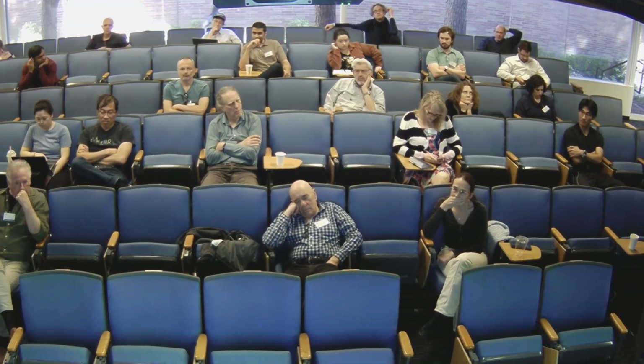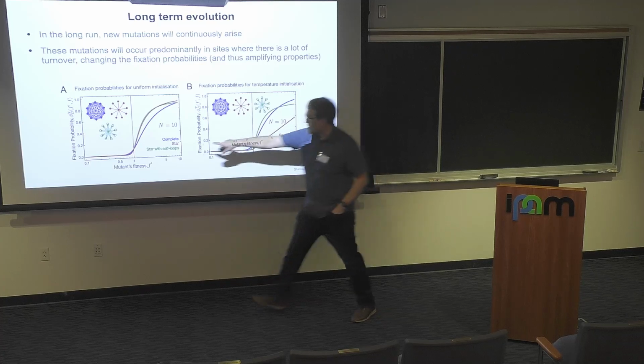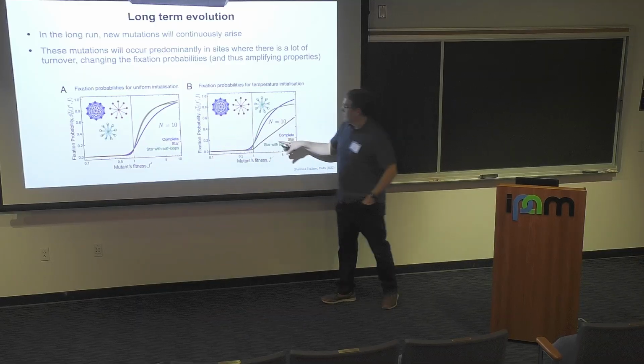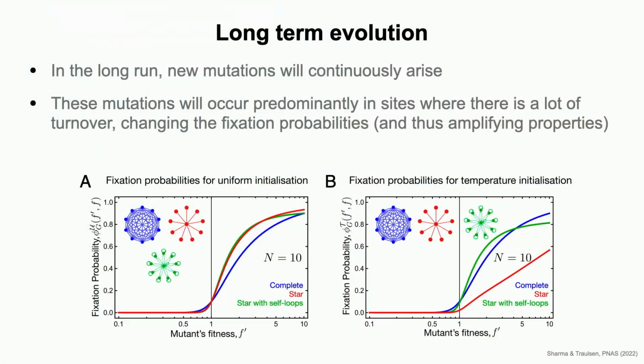About neutral mutants, what is the fixation probability of neutral mutants? On the star graph? On the complete graph, let's start here, it's 1 over n. It's 1 over n for all these 3 cases here. If you do the temperature initialization, it's 1 over n for the complete graph, because that's just the same thing, but it's very small for the star graph.